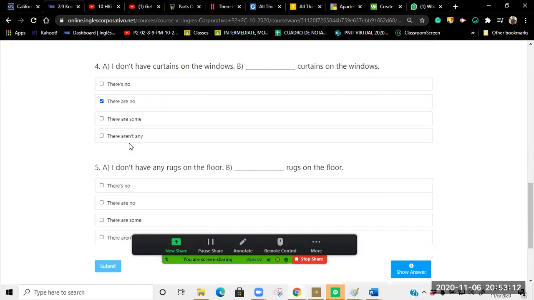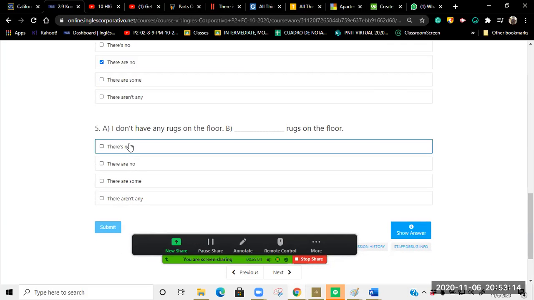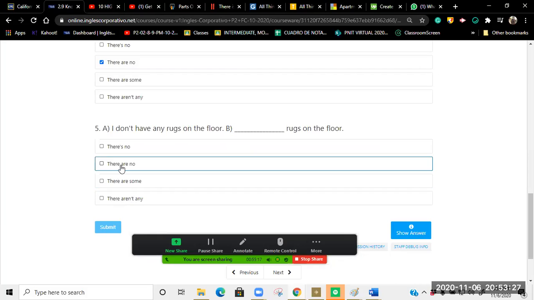there are no curtains on the windows. Very good. And the last one, I do not have any rugs on the floor. I don't have. So my answer is, there is or there are? There are no. Very good. There are no rugs, que son alfombras, en el piso.